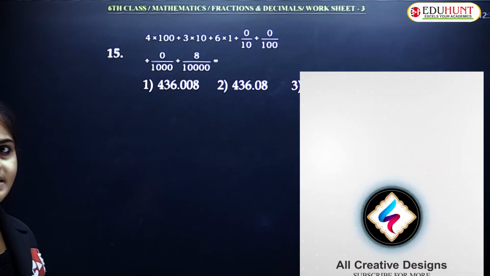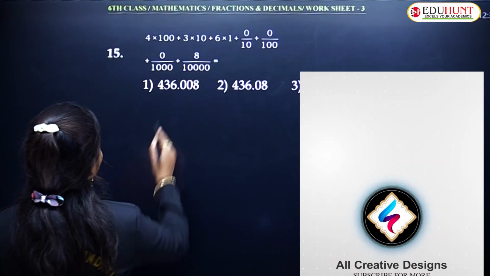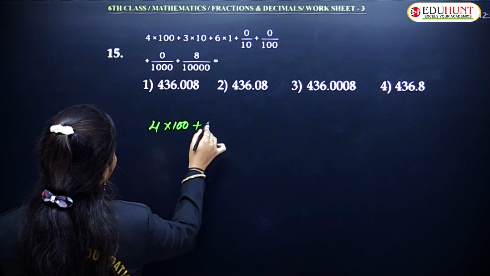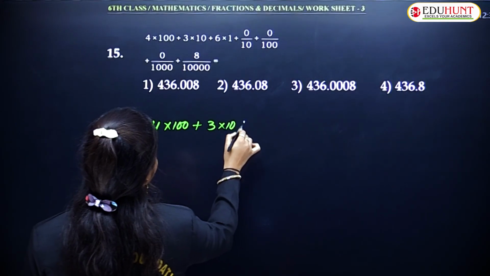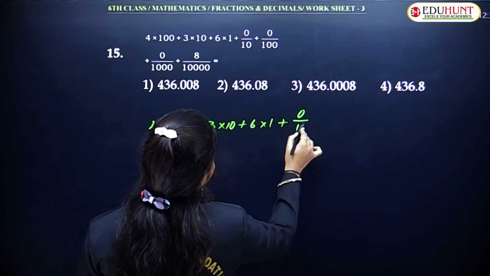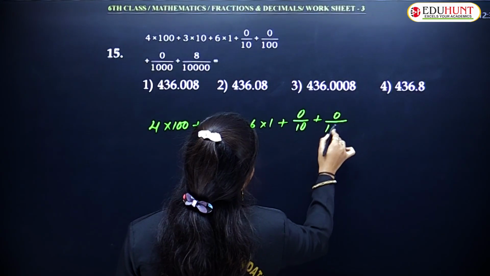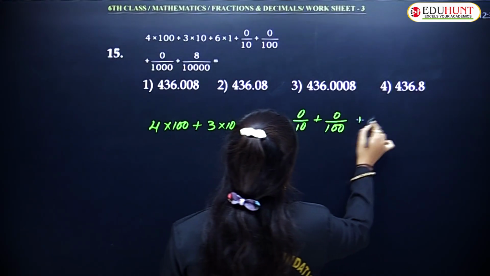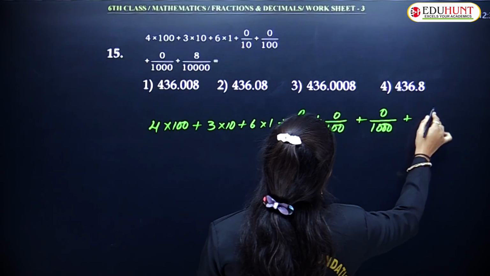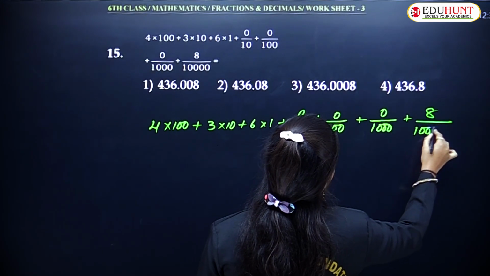Next, the 15th one. What is that? 4 into 100 plus 3 into 10 plus 6 into 1 plus 0 by 10 plus 0 by 100 plus 0 by 1000 and plus 8 by 10,000.